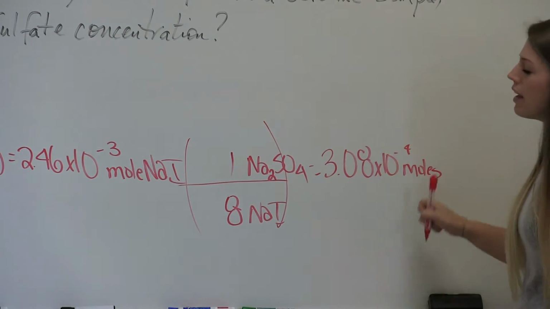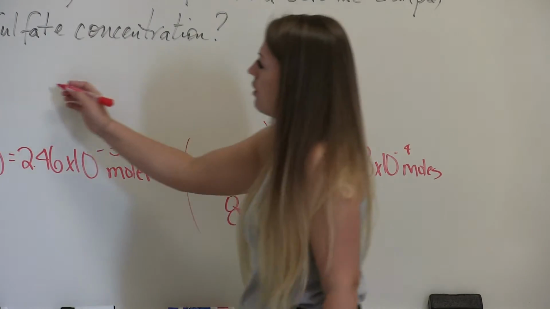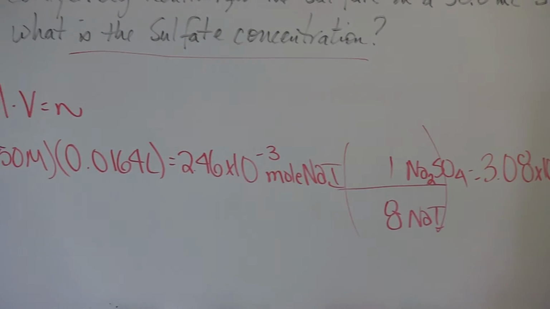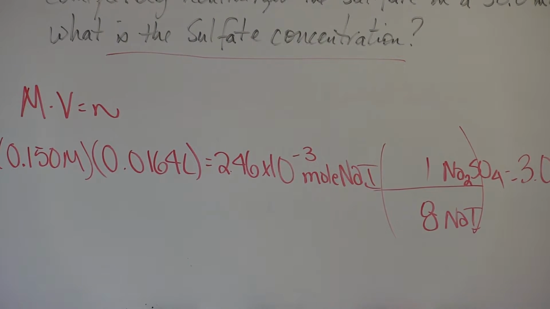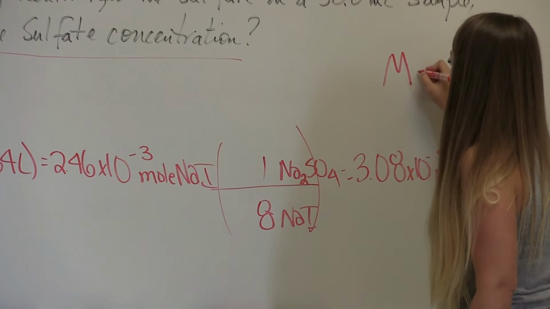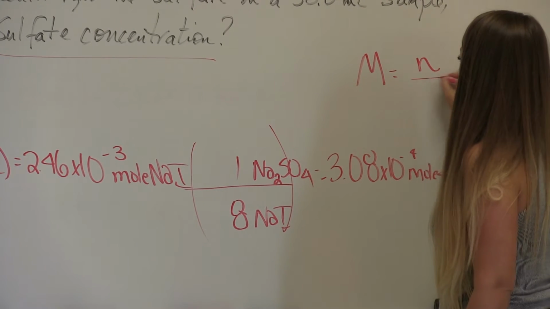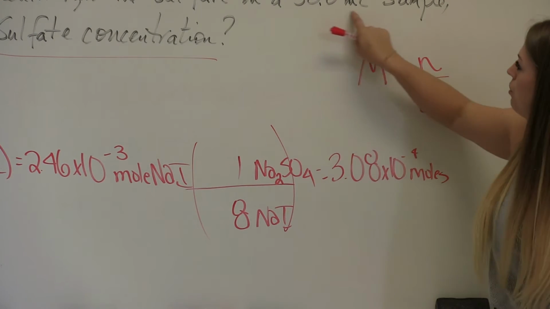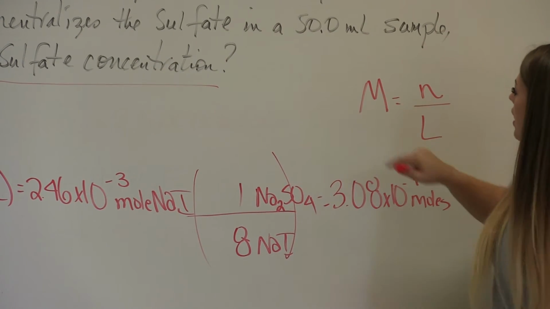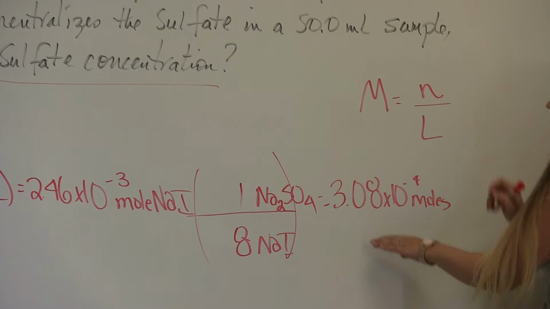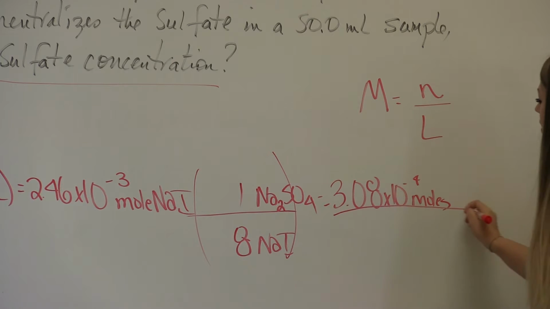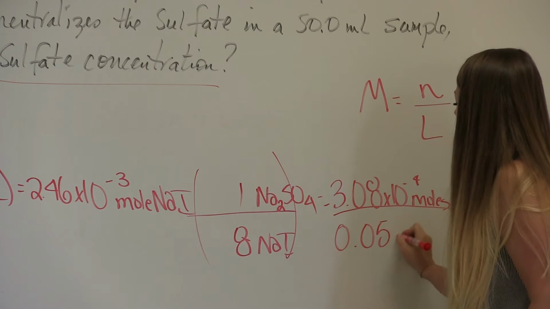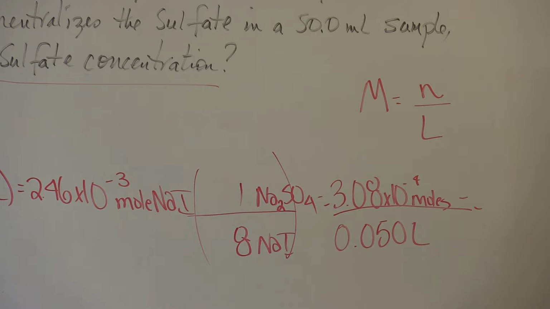Okay. But I don't really care about the moles. What I'm trying to find out is the concentration. So I want to know, what is the sulfate concentration? Well, if I have moles, we remember concentration is the number of moles of solute over liters of solution. So I've given you the volume here. We just determined the number of moles, so if we just divide this by our volume, which needs to always be in liters, we're going to get our molarity concentration.